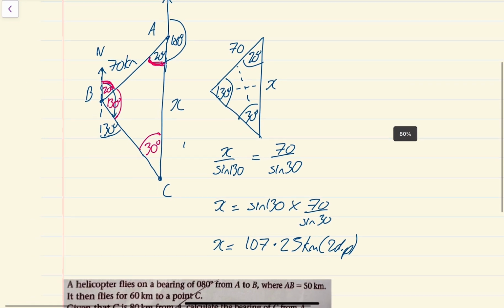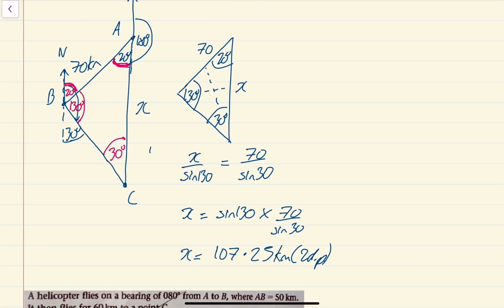Now just have a look and see if it makes sense. Notice 70 kilometers is opposite 30, and then we have 130 degrees opposite x. So x, the biggest side, should be opposite the biggest angle, so it makes sense for our answer to be 107.25 kilometers.